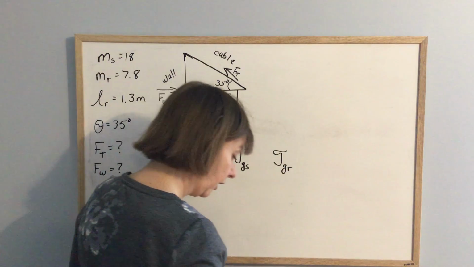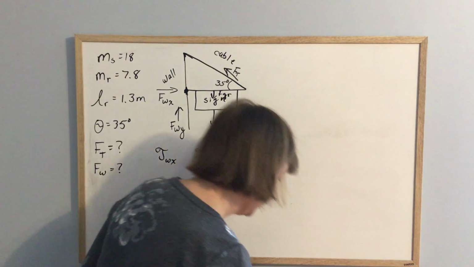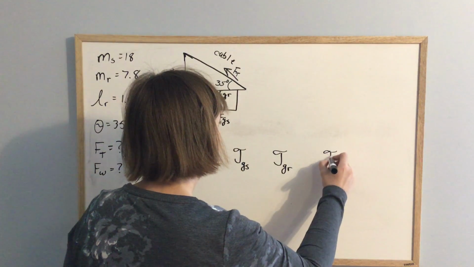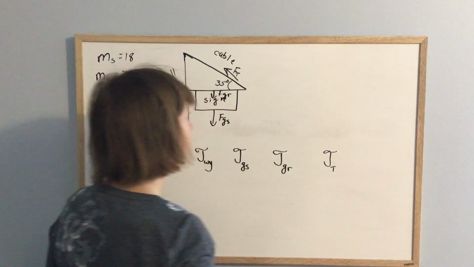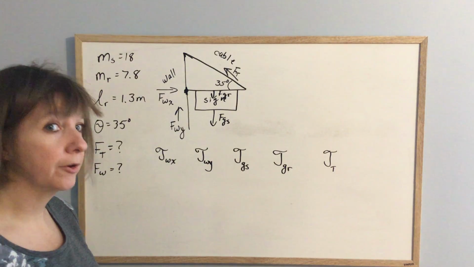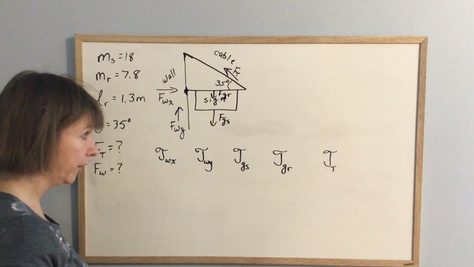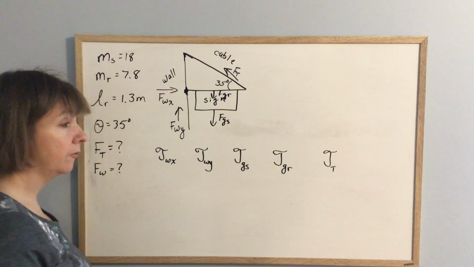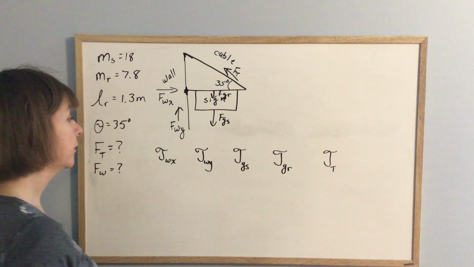We are going to have a torque because of gravity on the rod. And we are also going to have a torque because of the tension on the cable. Wherever there's a force, there's a torque involved. So we have to look at each one of these separately and figure them out. Luckily, most of them are pretty straightforward.